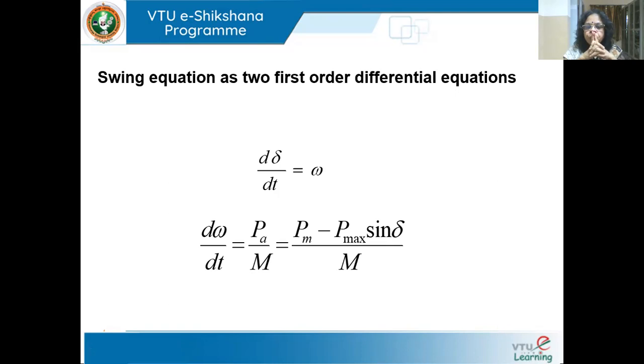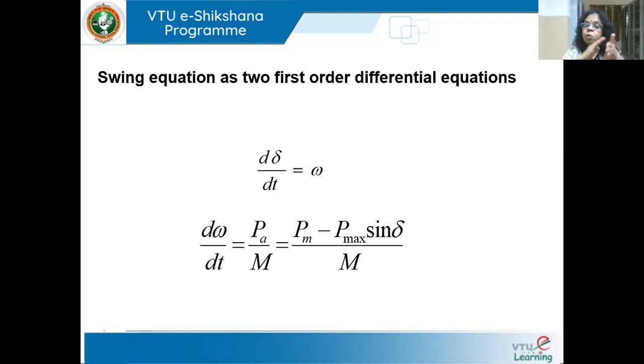Clear? Now, what all will change here? I start with an initial value of delta naught and omega naught. Here, remember, omega is not the actual angular velocity. It's actually the change in the velocity. It is d delta by dt. So a constant delta will give rise to omega equal to zero, because d delta by dt will be zero when delta is a constant. That does not mean your motor is not rotating.